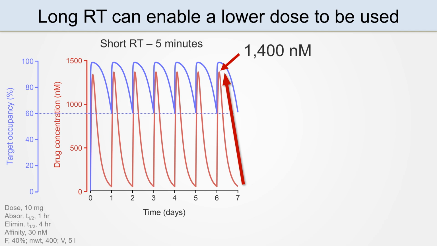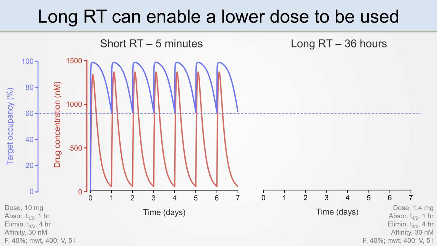Here the peak concentration is 1400 nanomolar, which is in large excess over the affinity of the drug, which is 30 nanomolar. The upshot is we are giving much more drug than we need at the peak in order to get sufficient target occupancy at the trough. This might be a liability. Oversaturating the target could be problematic if there is mechanism-based toxicity, and overdoing the dose could be a problem if there is a therapeutic window issue and off-target activity concerns.